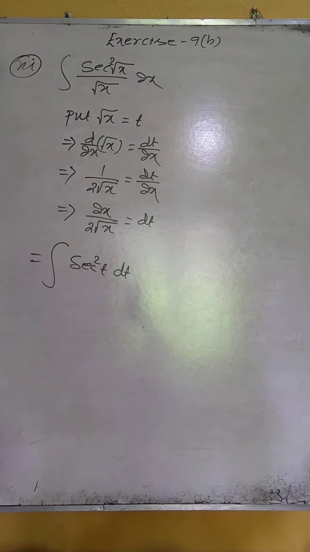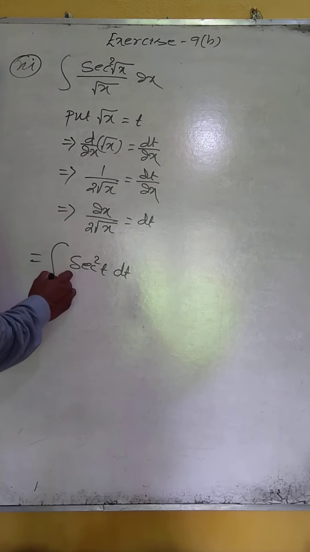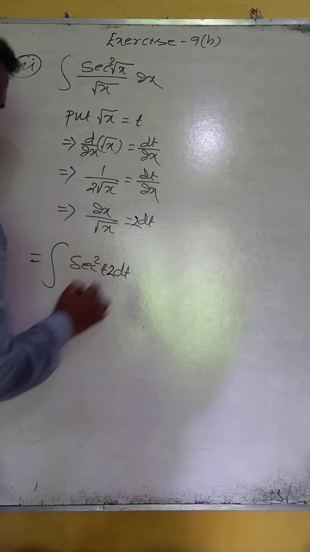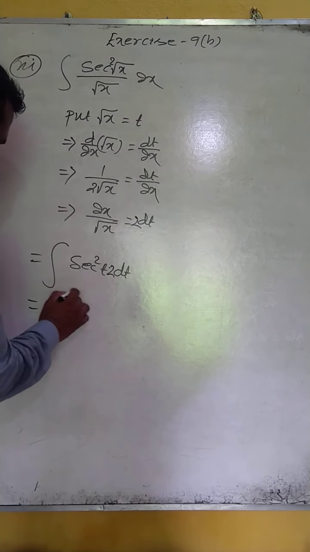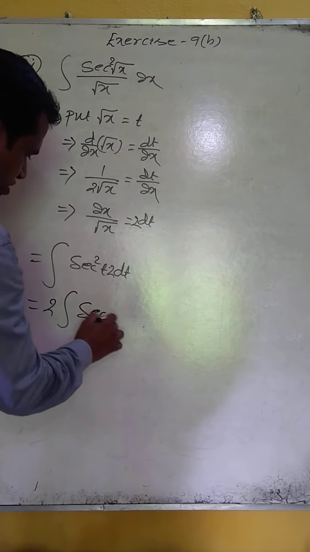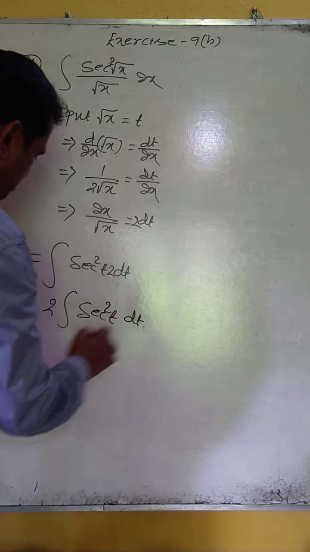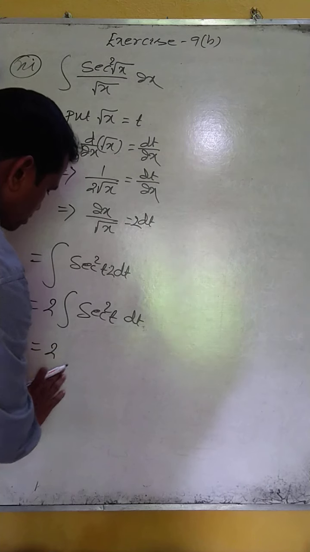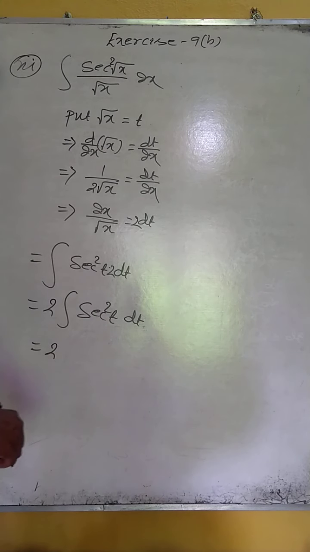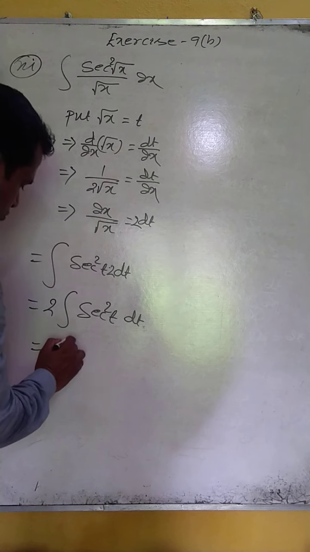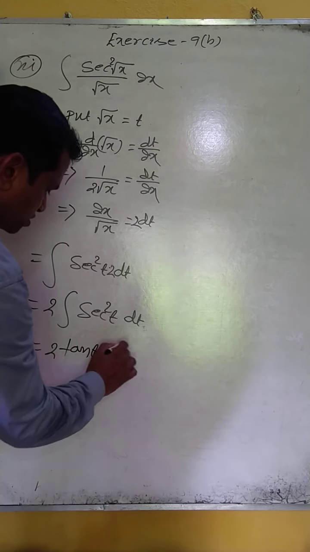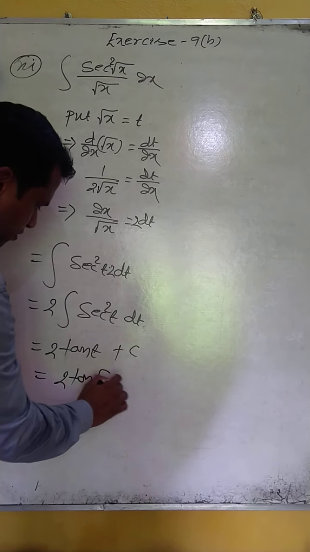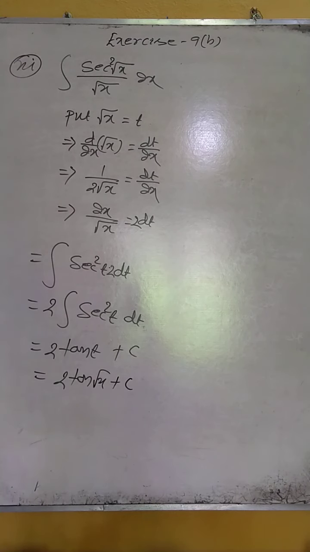So sec square t, 2 dt, that we take 2 out of the integral sign, so we get 2 whole integral sec square t dt. You know the integral of sec square t is tan t, so 2 tan t plus c, that equals 2 tan root x plus c.